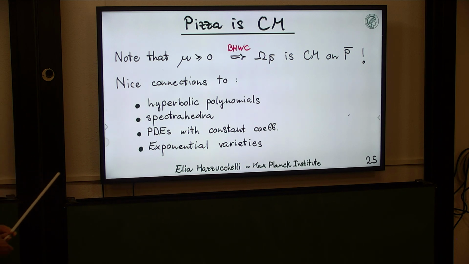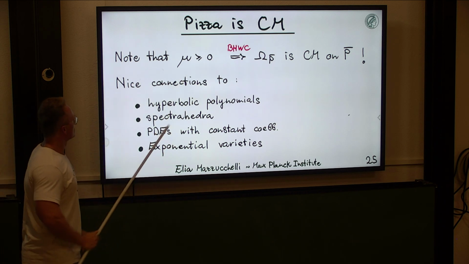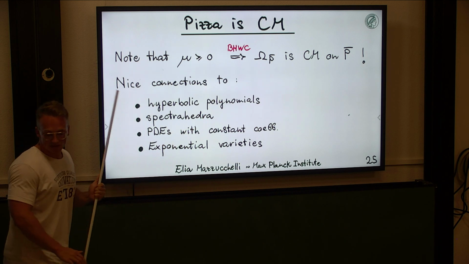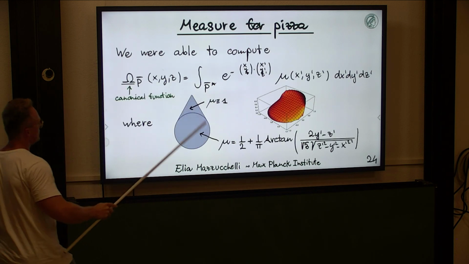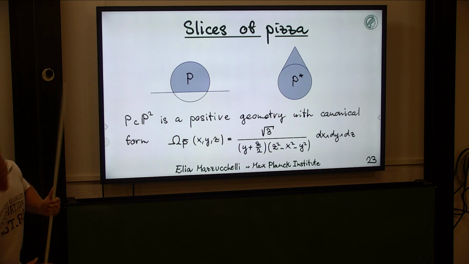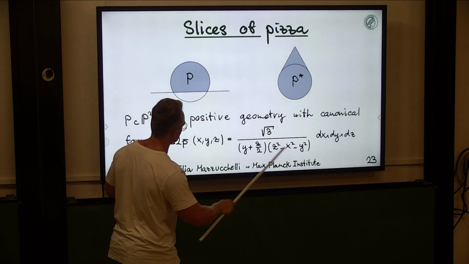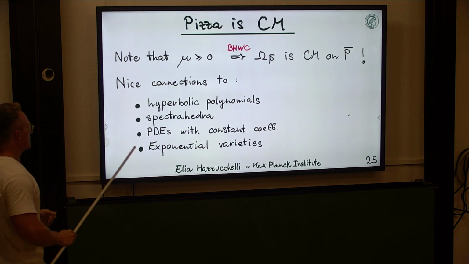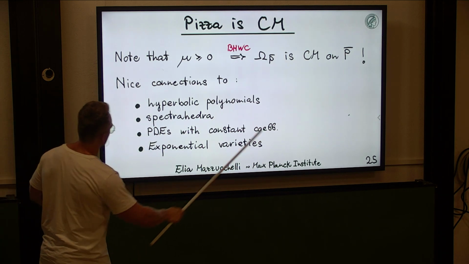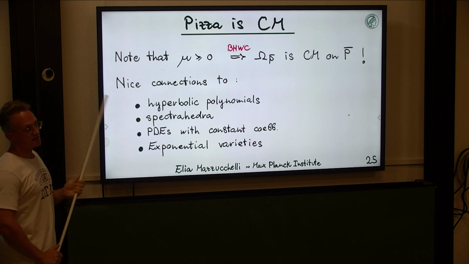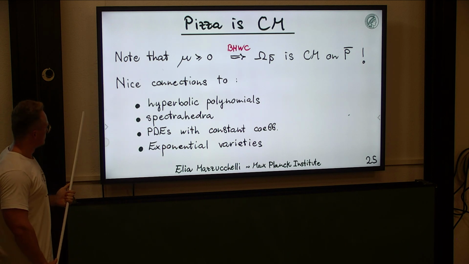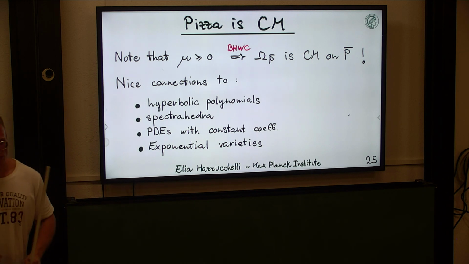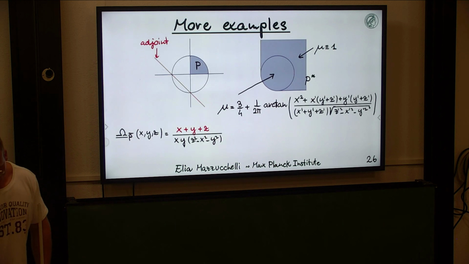So this computation and these questions led us to some interesting connections to hyperbolic polynomials. So two slides before, this polynomial here turns out to be hyperbolic. And this has then connections to hyperbolic PDEs, or PDEs with constant coefficients, or to spectrahedra and to exponential varieties. I don't have time to comment more on this point, but I will be happy to do so in the rest of the week.